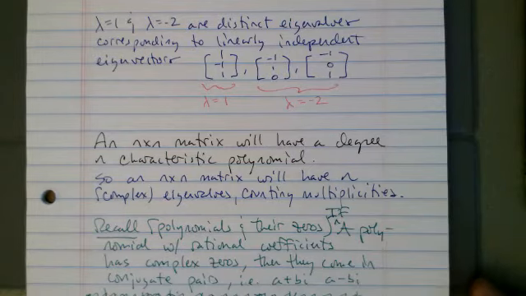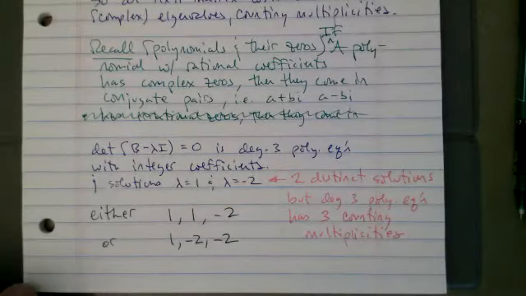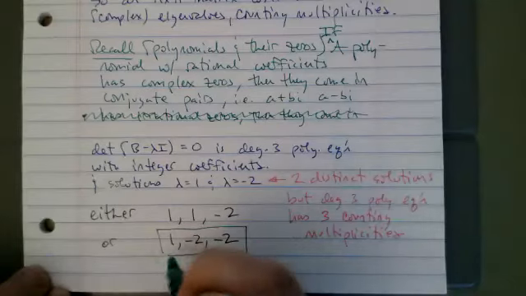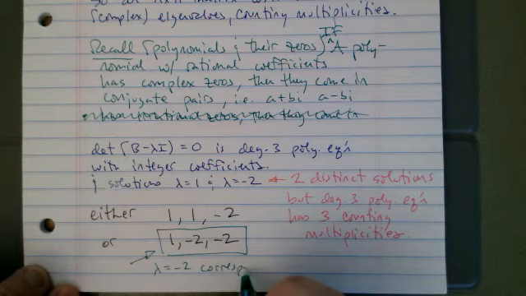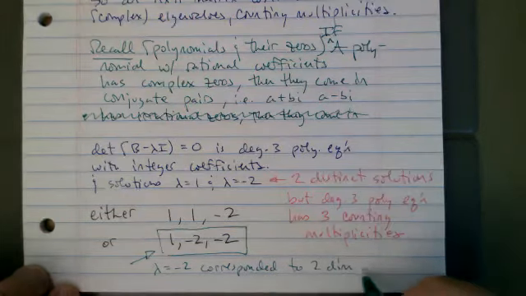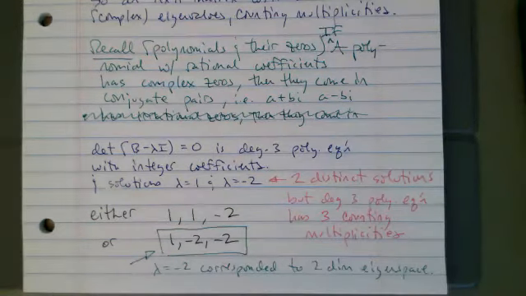And we can see that because lambda equals -2 corresponded to a two-dimensional eigenspace. So it's this one. And we can do that if we find the characteristic polynomial for the matrix B with some kind of online calculator. Any questions?